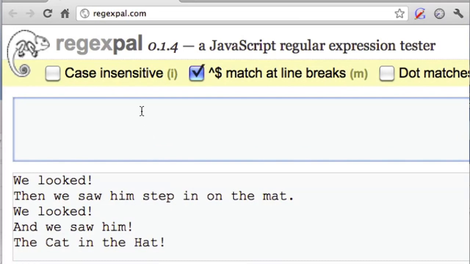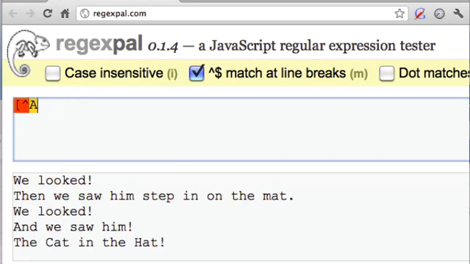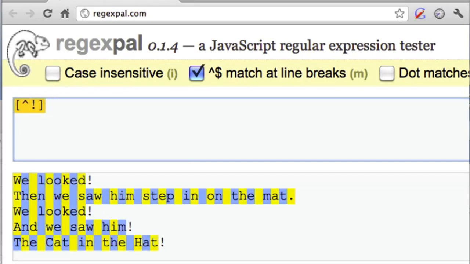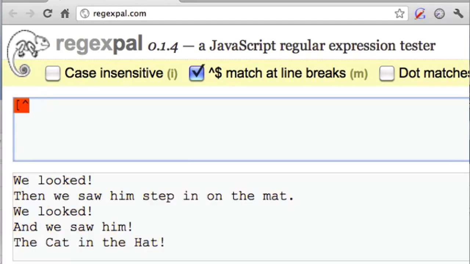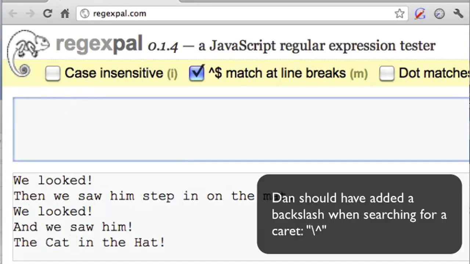So we can try finding all of the non-capital letters. Here's all the non-capital letters. How about all the non-exclamation points? Most things. And the non-alphabetics. And there's just the spaces and exclamation points, as you can see. How about looking for a caret? Are there any carets in here? There are none. So there are no carets, and so nothing matches.